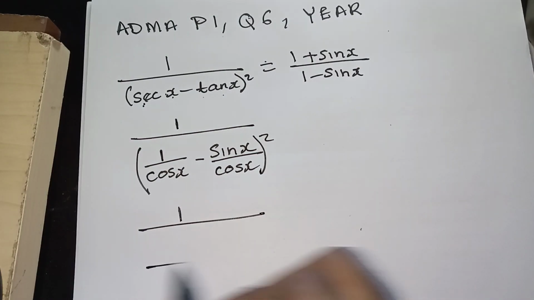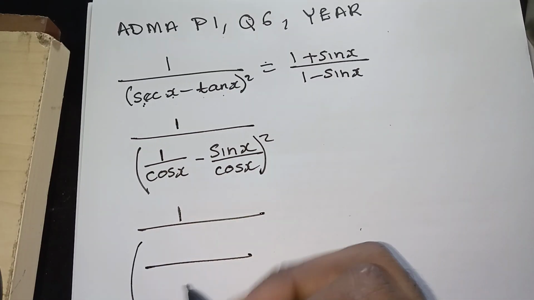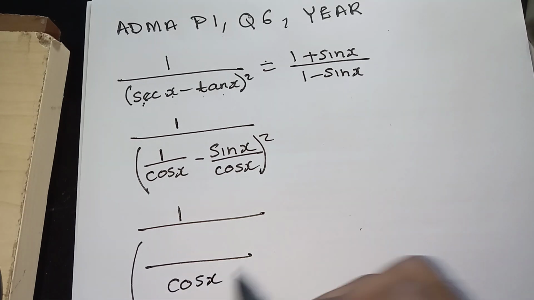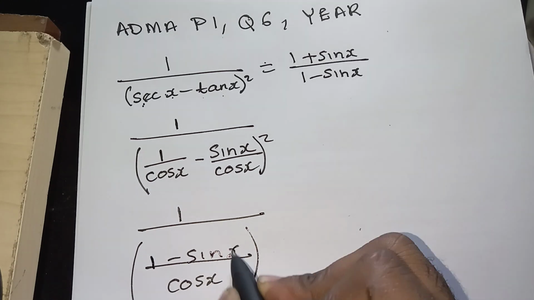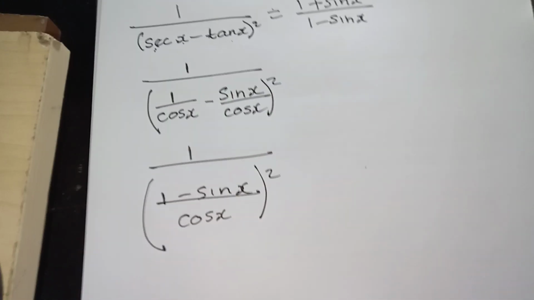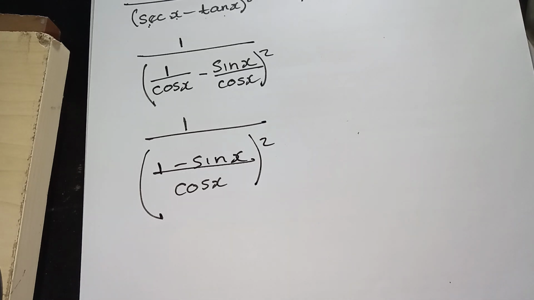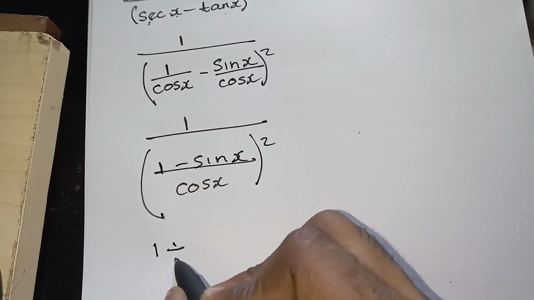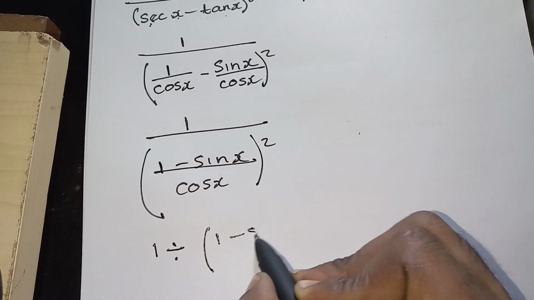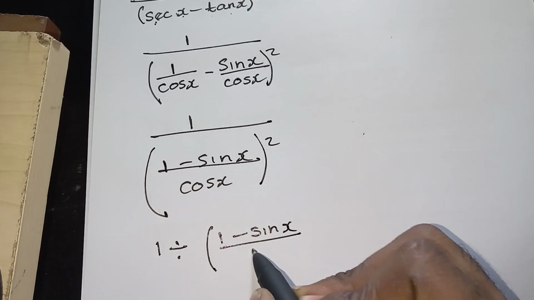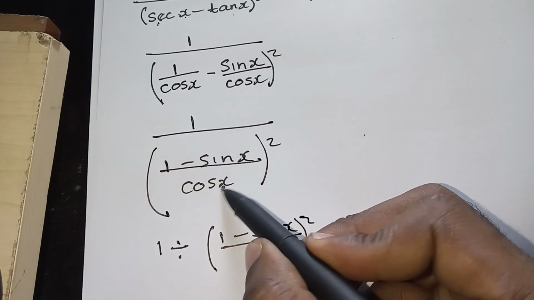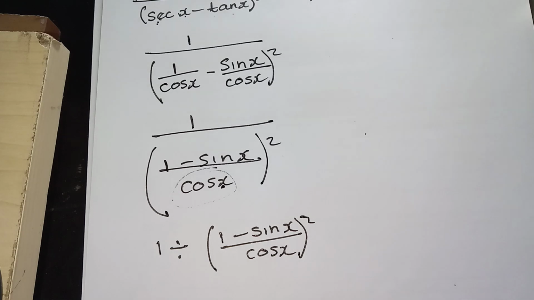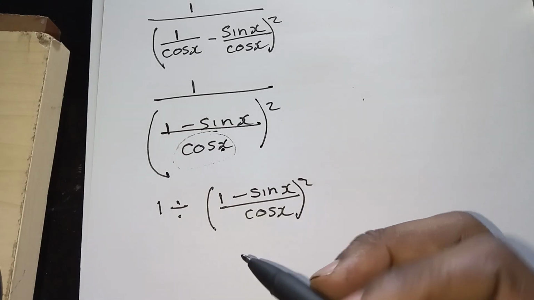The common denominator in the brackets is cos x, then this one will be 1 minus sine x, and of course we have a square there, and then you can write this as 1 divided by 1 minus sine x over cos x squared. Others will just move this guy on top there together with the square, but I just want to show my working.